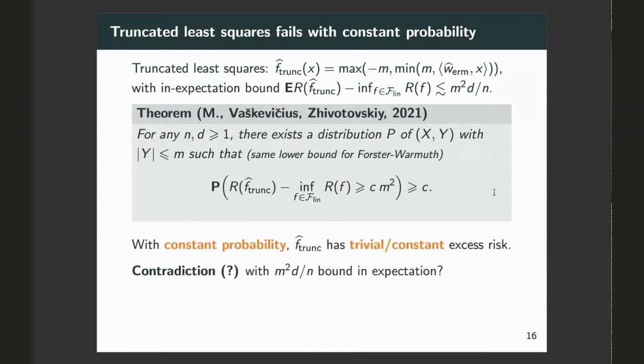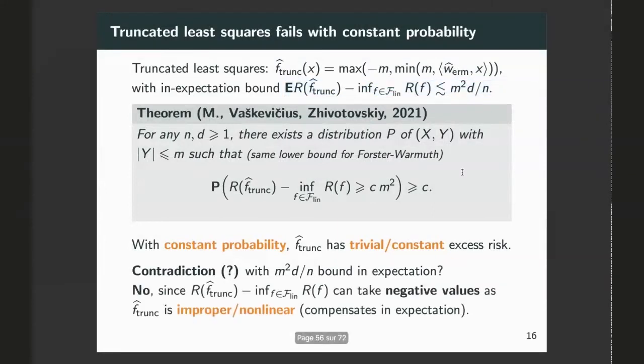Okay, so it can seem like there is a contradiction between this bound in expectation, which is really nice, d over n, and this strong failure, which is a constant excess risk with constant probability. In particular, it could seem that if you had a bound in expectation, you could also get a bound with constant probability using Markov's inequality. But actually, this is not the case.